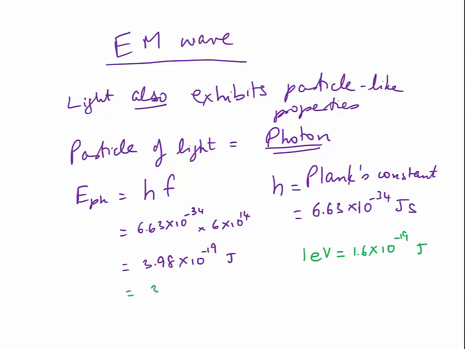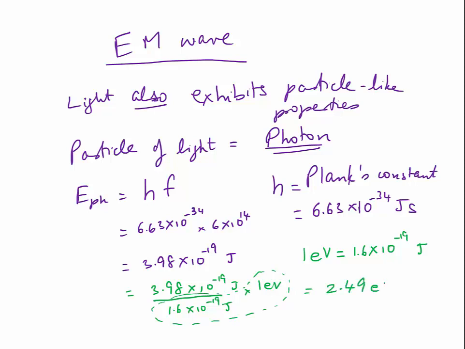So then I can convert this to electron volts by dividing by 1.6 times 10 to the negative 19 joules multiplied by 1 electron volt. So this is what I'm multiplying by, this factor here, which is 1, and this gives me a value of 2.49 electron volts. So one little photon of visible light of 500 nanometer wavelength will contain an energy of 2.49 electron volts.